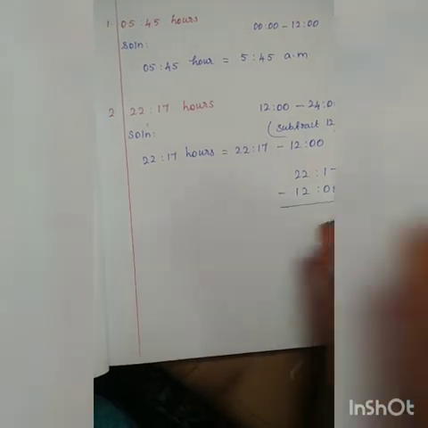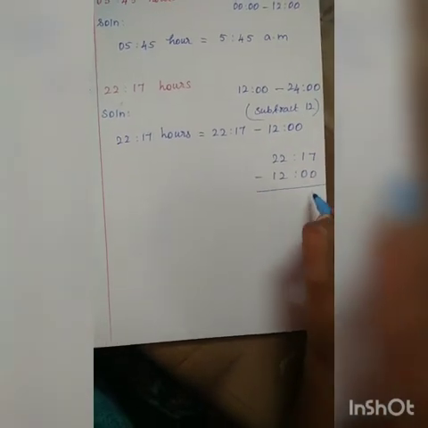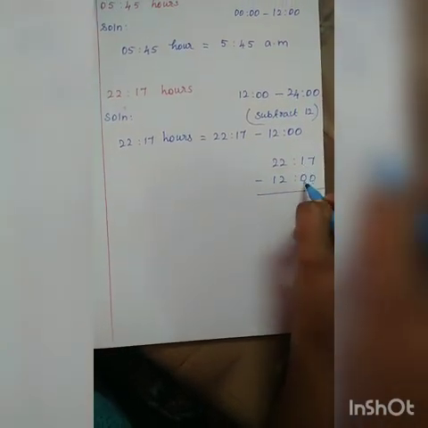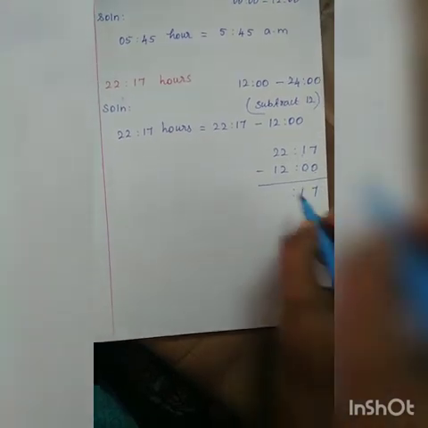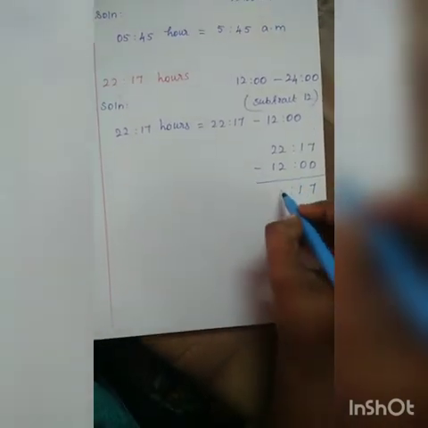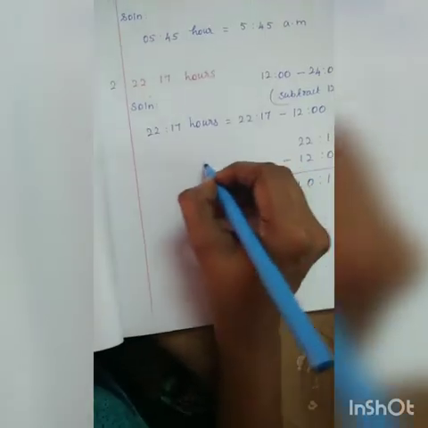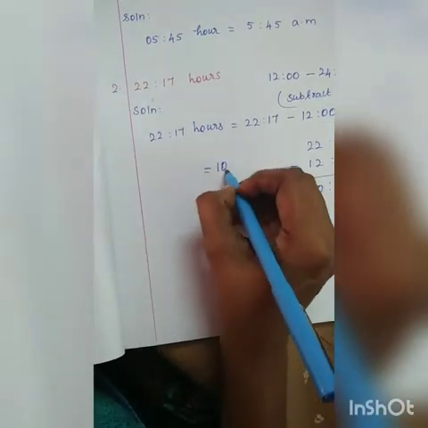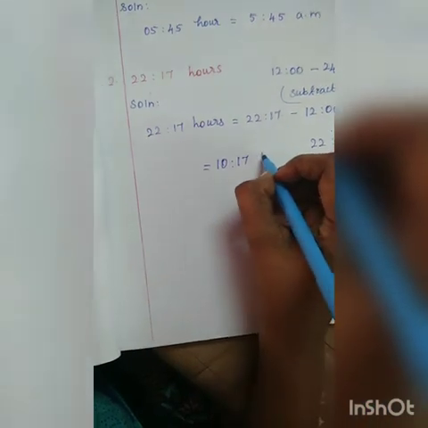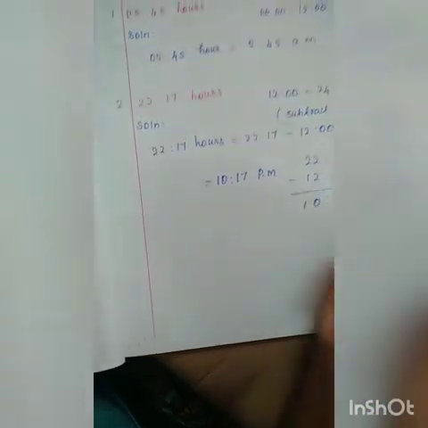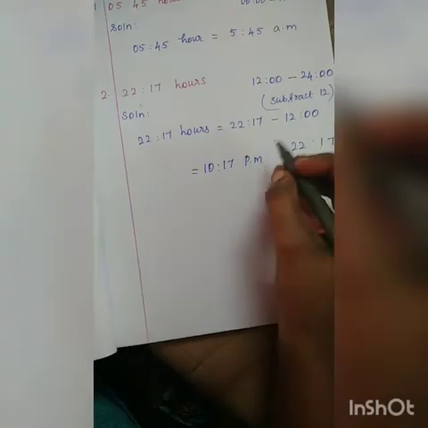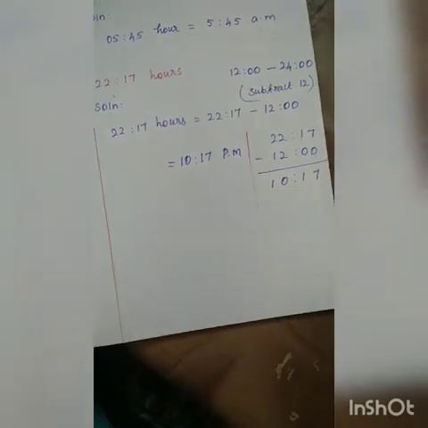First you subtract the minutes. 7 minus 0 is 7. 1 minus 0 is 1. Then put the colon. 2 minus 2 is 0. Then 2 minus 1 is 1. Therefore the time is 10:17. The time period is PM. 10:17 PM.